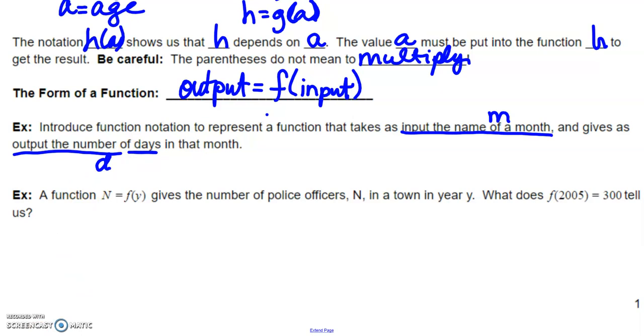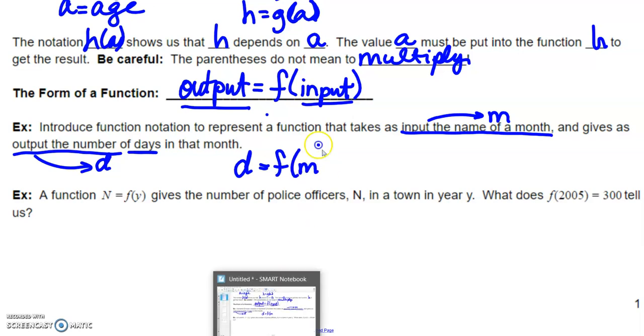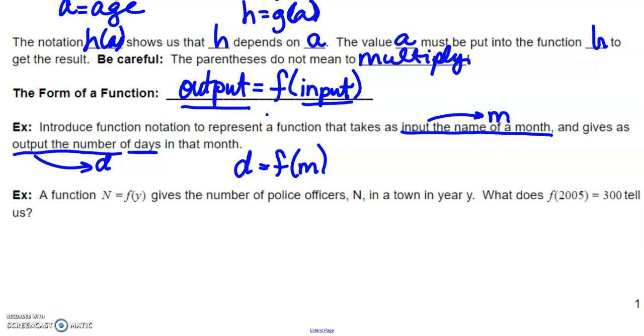Now, if I want to do that as a function, remember, this is my input, so that must go on the inside of my function. And this is my output, which must go on the outside of that function notation. So if I were to write that my days are a function of the month, then I would end up having D is equal to F of M, and that would symbolize our function notation for this case.